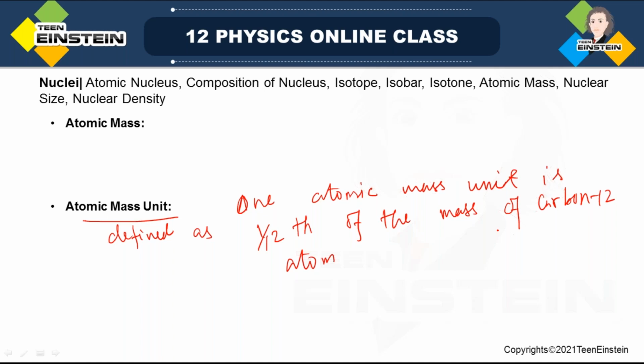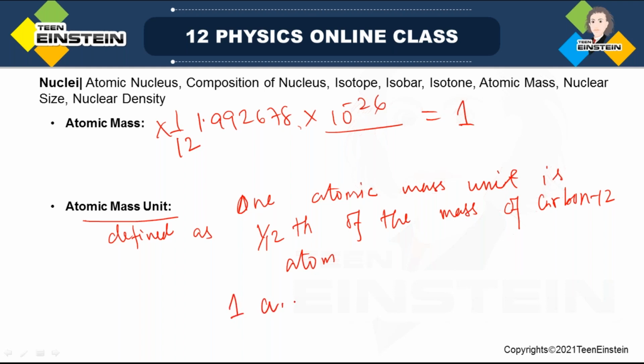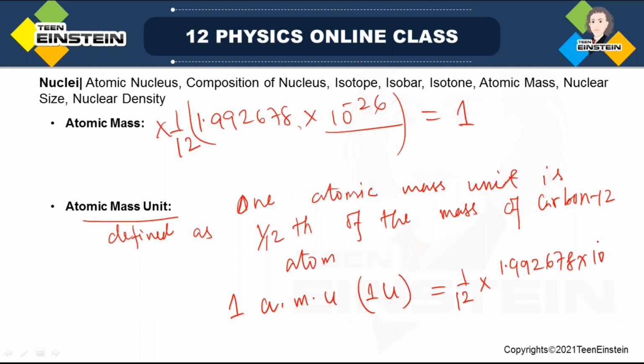And I had already told you the amount of the atomic mass, this 1.92678, something like this, was the atomic mass of a carbon atom. So if I take 1/12 of this, then you get one atomic mass unit. So one atomic mass unit can be written as AMU, or sometimes simply U. 1 U is given by 1/12 into this factor into 10 to the power minus 26. So it will give you a number of this.